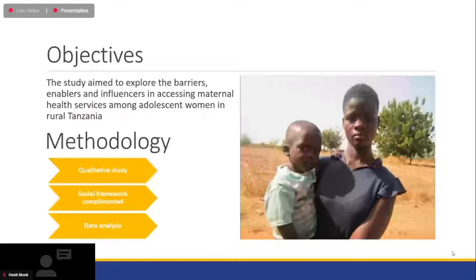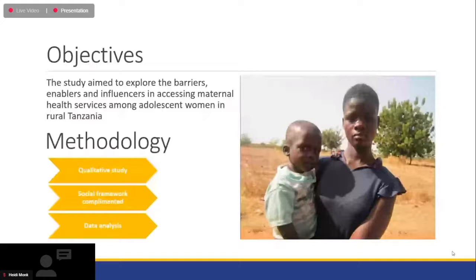With this burden, we had our objective for the study. We did a study which aimed to explore the barriers, enablers, and influencers among adolescent women in accessing health care services, done in rural Tanzania. We did a qualitative study from July 2018 up to September 2019, with in-depth interviews among adolescent women. We included adolescent women who were pregnant at the time of data collection or parenting a child below 5 years of age. But we also wanted to explore the perception from the community.